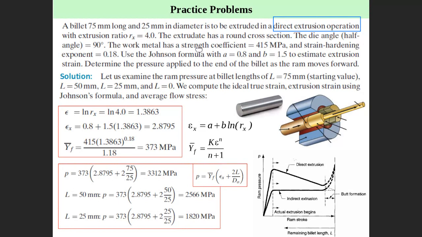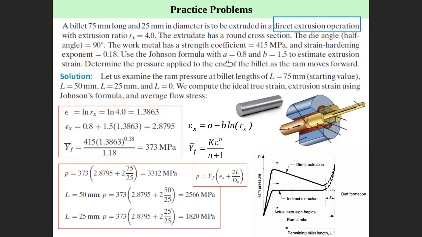The die angle is given, and the work material has a strength coefficient K and a strain hardening exponent n. Use the Johnson formula with A and B, which are the Johnson equation constants, given to estimate the extrusion strain. We need to know the extrusion strain. This is the question to be determined. A and B are the two constants used to obtain the extrusion strain, or Johnson strain.